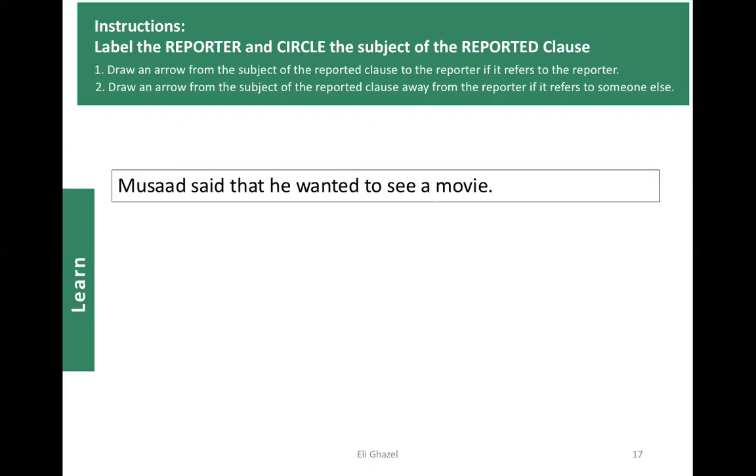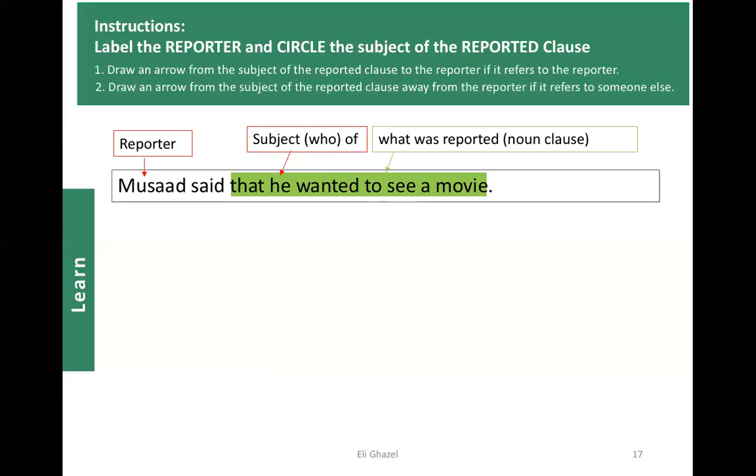So now the brain is starting to build up the differences that will happen here that are different from direct speech. So let's look at this one. Musad said he wanted to see a movie. Musad is the reporter. He is the subject of the clause that he wanted to see a movie, not his exact words. What was reported, this is called the noun clause now, that he wanted to see a movie. It's not a sentence. It is a clause that is taking the role of a noun.